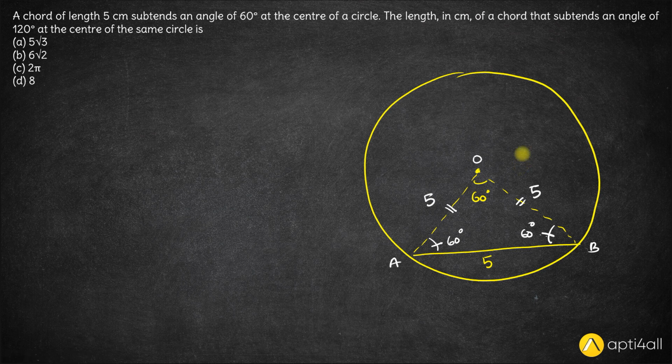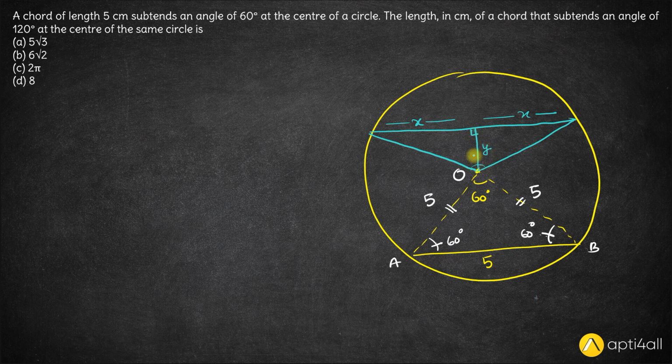Okay. Now that we have figured out the radius, let's draw a chord which makes an angle of 120 degrees at the center. The center is O. Now if this angle is 120 degrees and we draw a perpendicular from here, we know the perpendicular bisects the chord. So if this part is x, this part will also be x. And this distance here is, let's say, y.